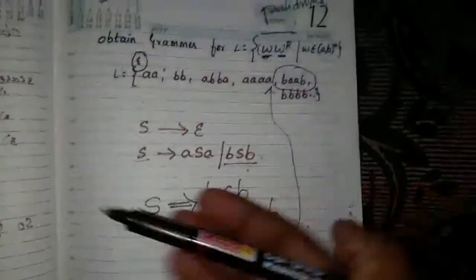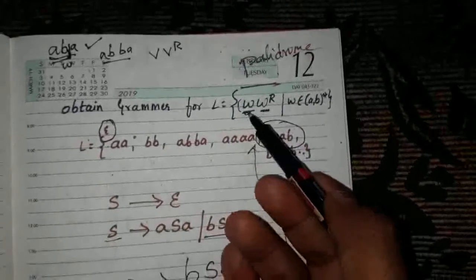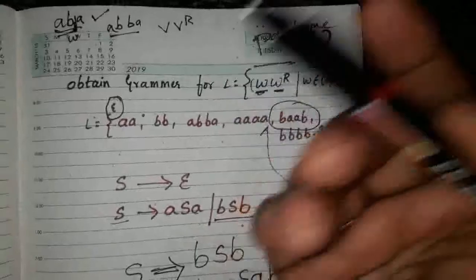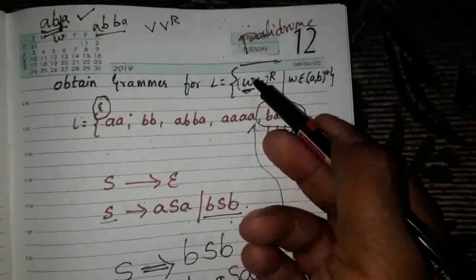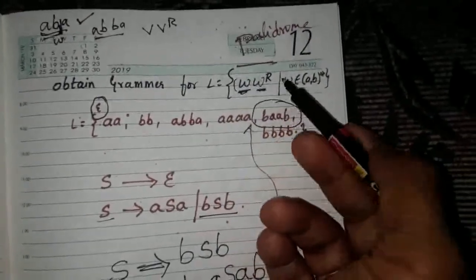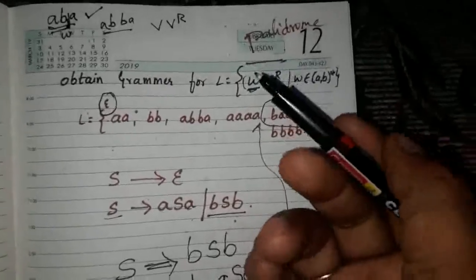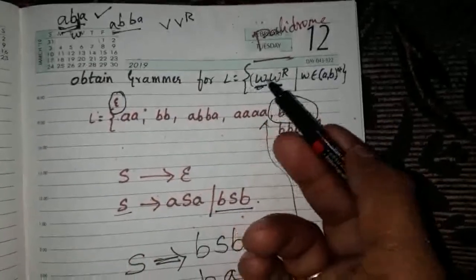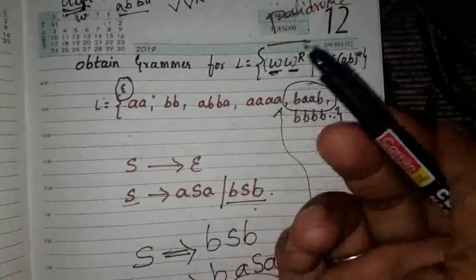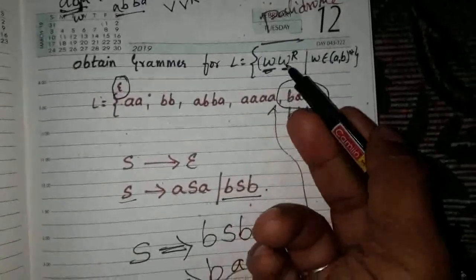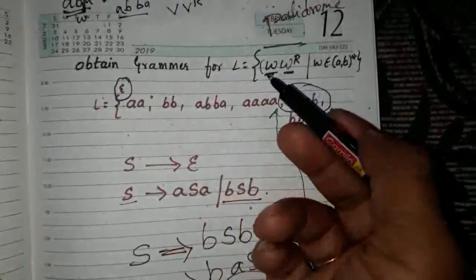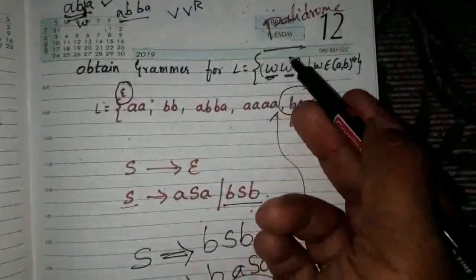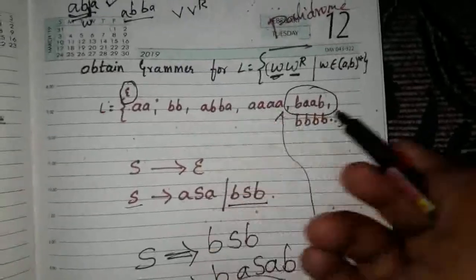The second type of problem is W W reverse, where the first half of the string is W and the second half of the string should be its reverse. So here the combination we get is epsilon, where W is null as well as the reverse is also null. If the first string is A, the reverse is also A, that is AA. If the first one is B, the reverse is also B, that is BB. If the first one is AB, the second one is its reverse, BA, ABBA, and so on.